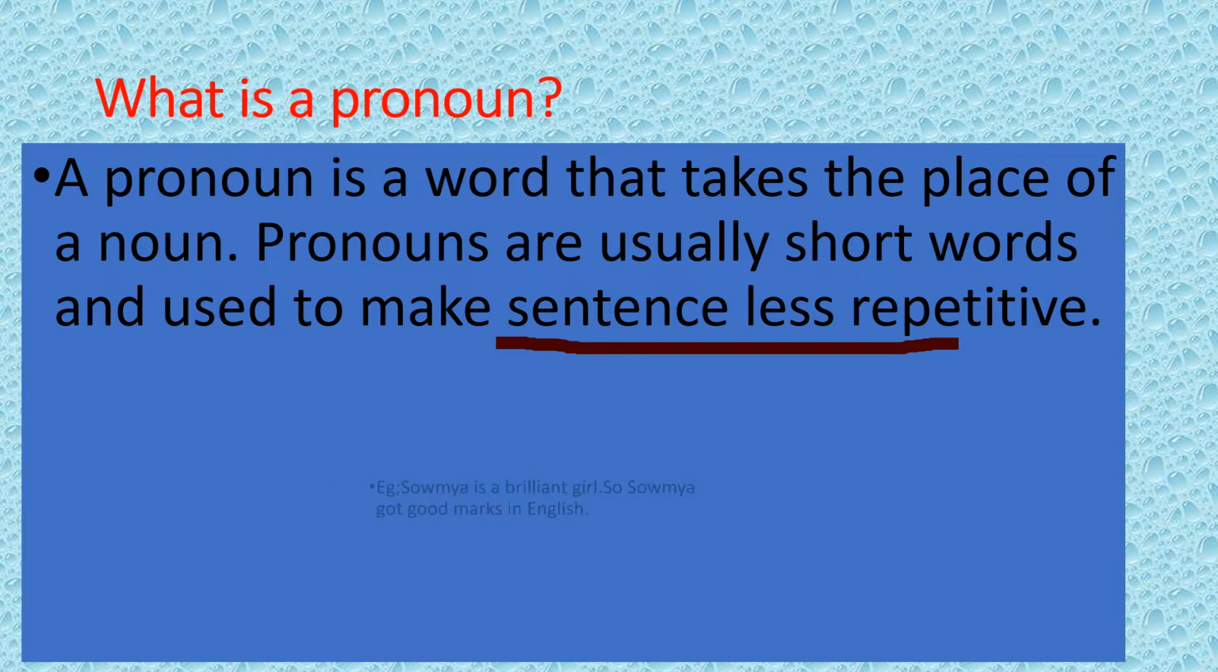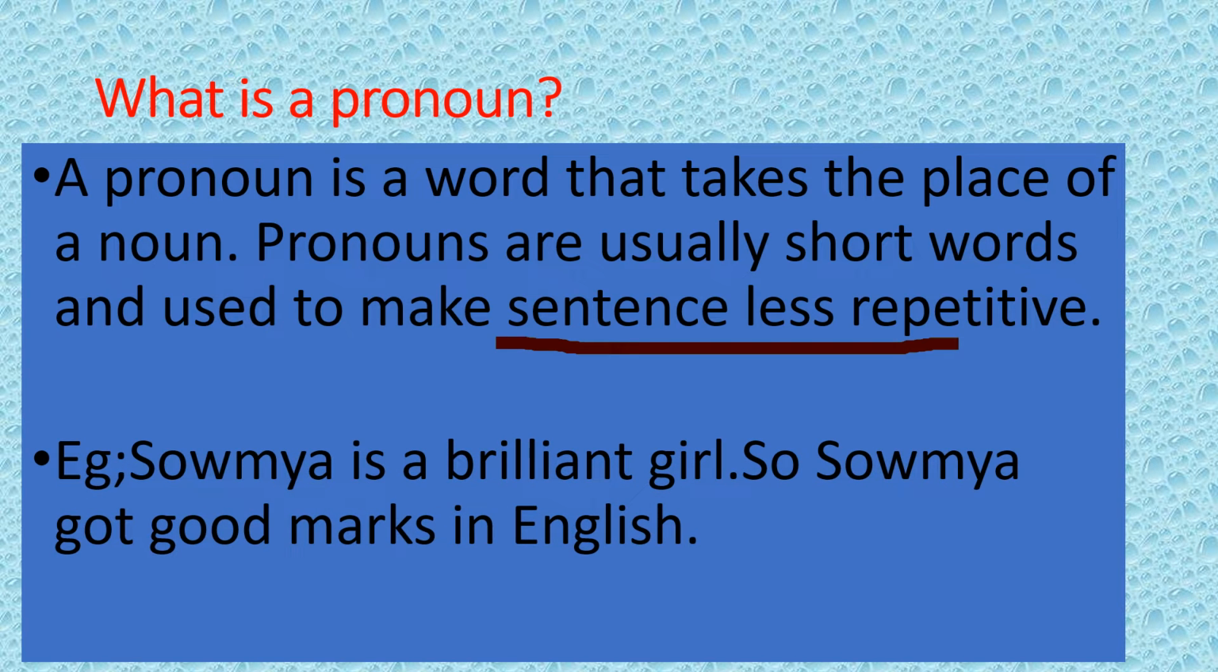Let's see the example below. Soumya is a brilliant girl, so Soumya got good marks in English. These are two sentences. In the second sentence, we repeated the noun Soumya again. To avoid that repetition, instead of this noun, we can use a pronoun. When we use the pronoun, we have to follow one rule: whatever the noun used in the previous sentence, we should use the same gender and the same number.